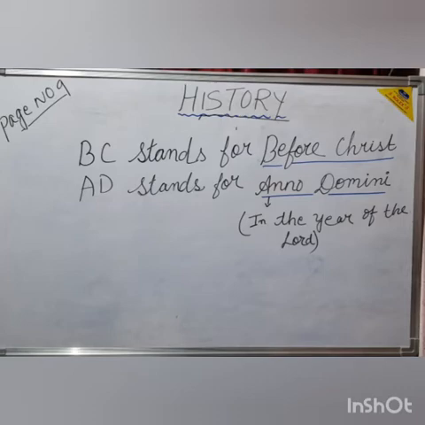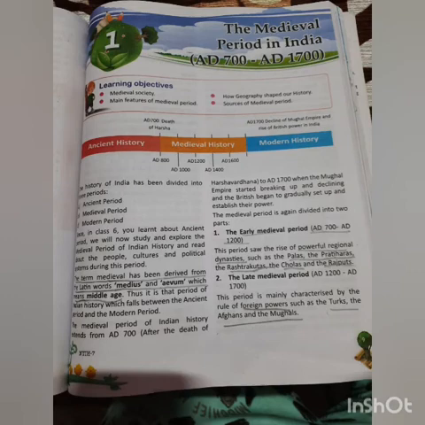And we will see on page number 9 about the early middle age and the late middle age. In the early middle age, it is powerful regional dynasties, run by the Palas, the Pratiharas, the Rashtrakutas, the Cholas and the Rajputs. These are all dynasties.